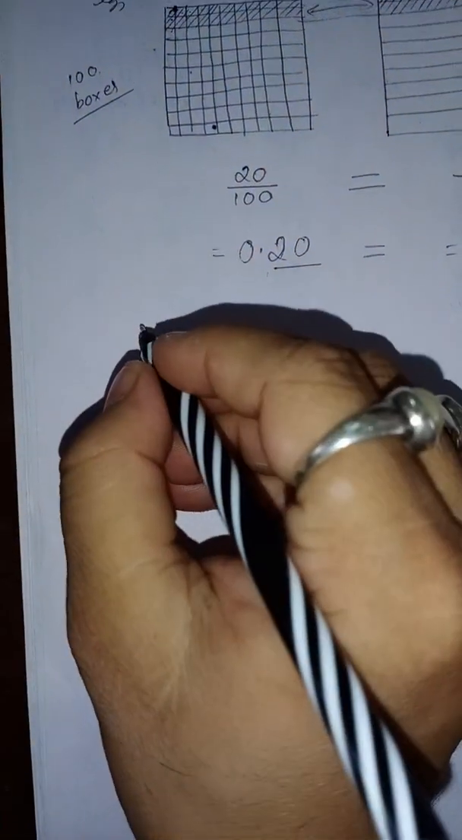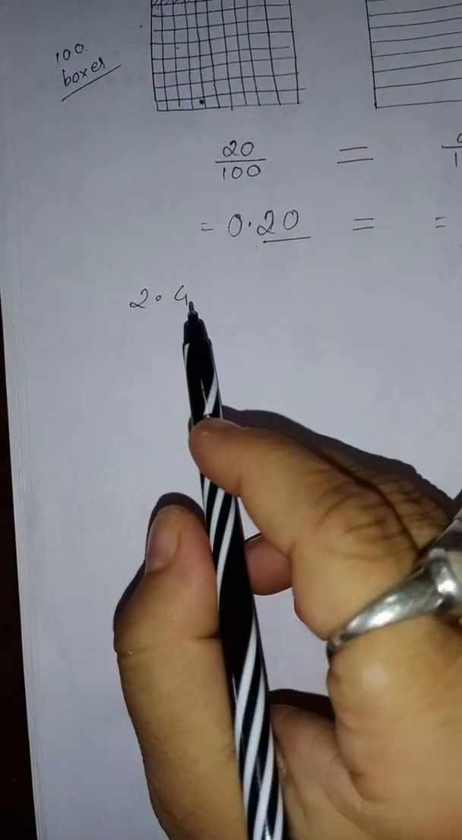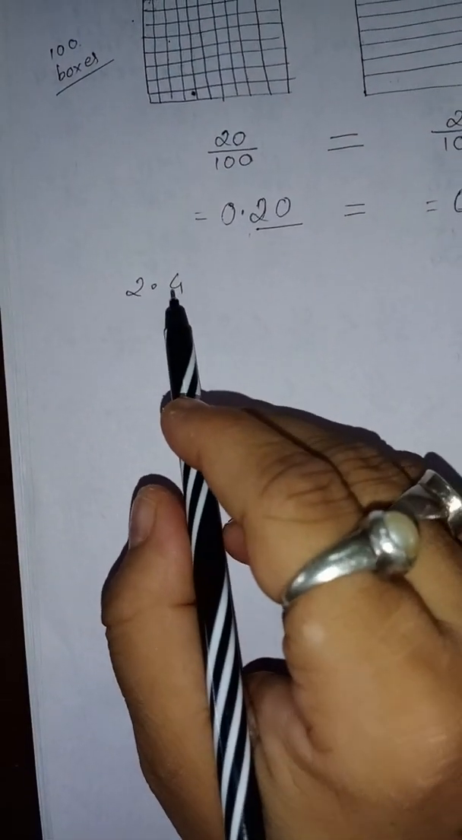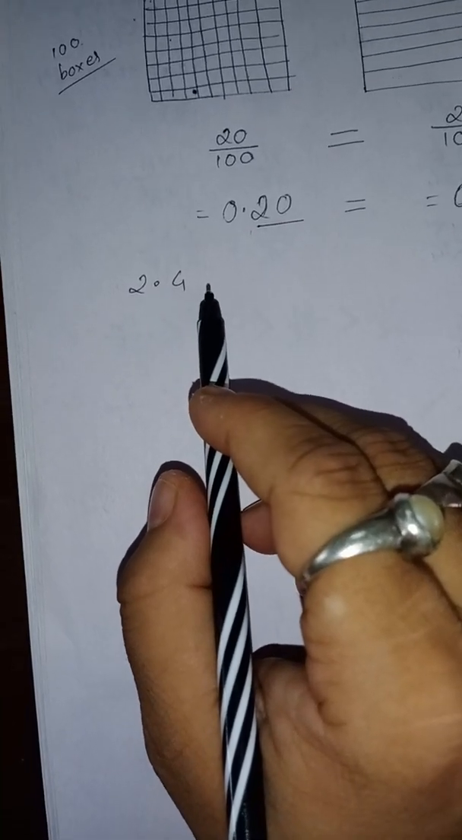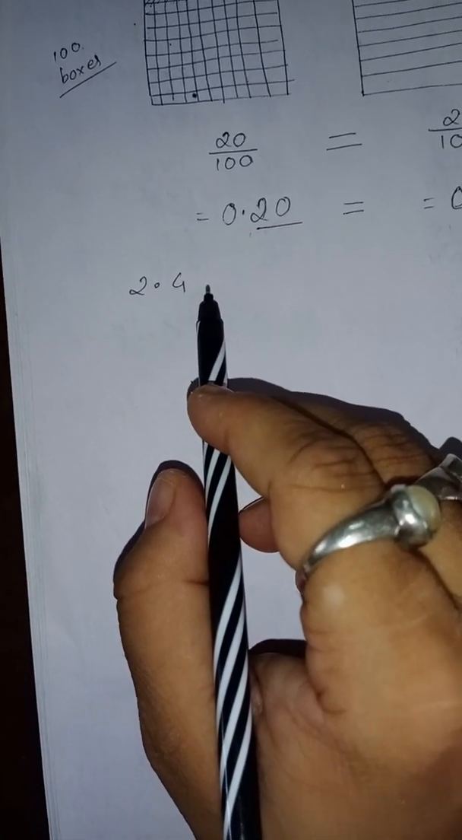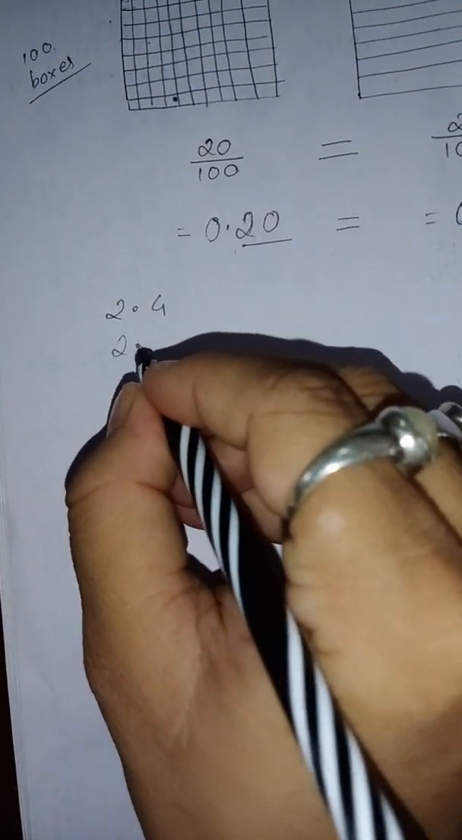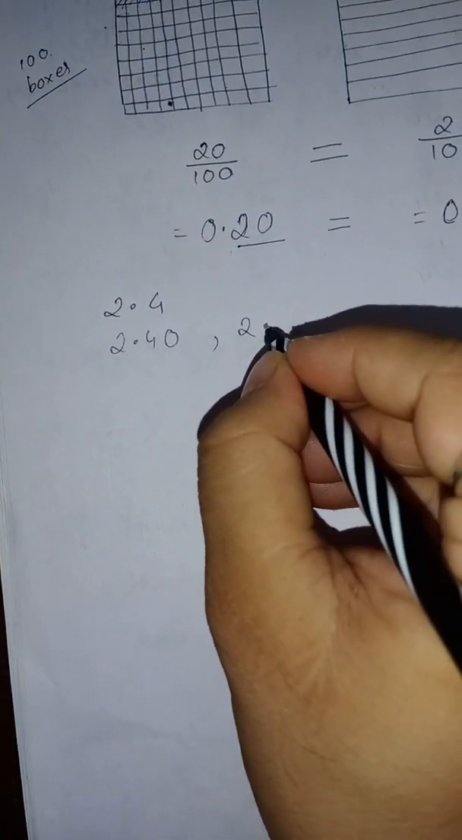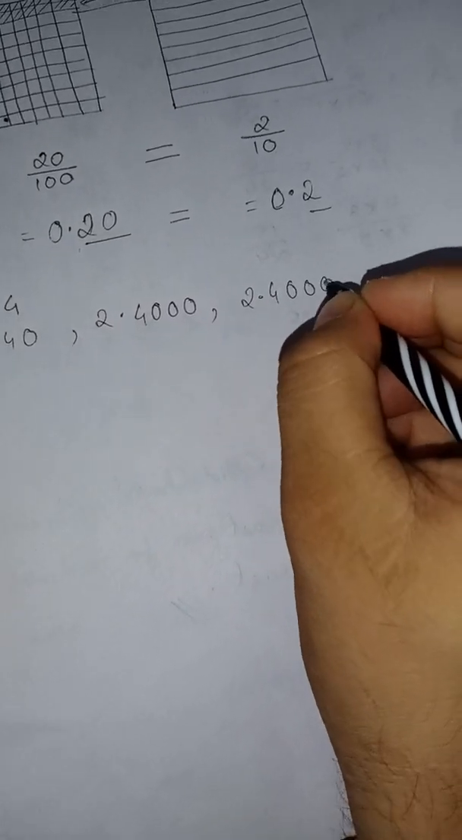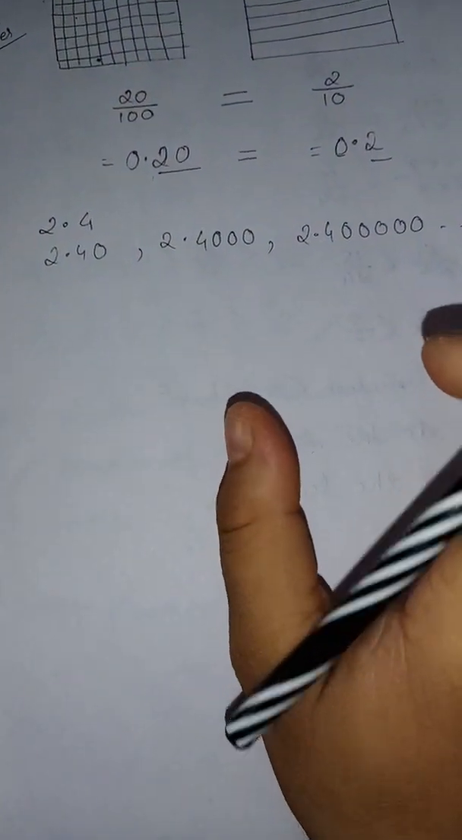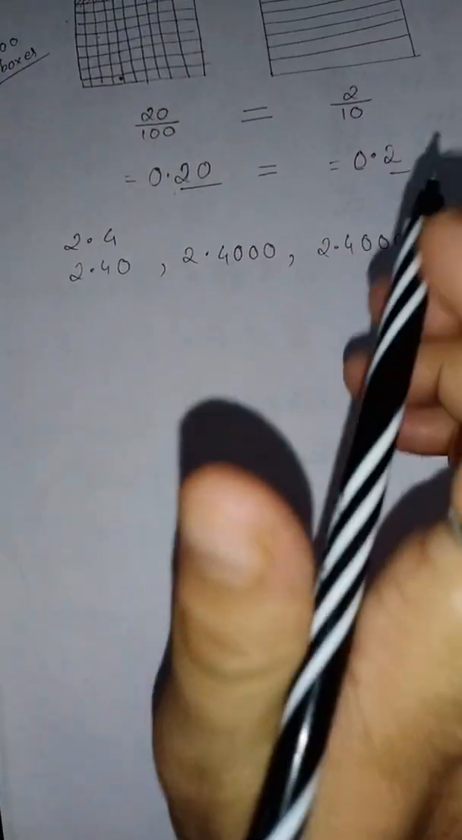So let me tell you, in decimals, say I take the number 2.4. Remember this: in a decimal, at the rightmost end after the decimal part, you can put any number of zeros you want. Suppose you have written 2.4, someone comes and says no, I'll write 2.40, or another says I'll write 2.4000, another says I'll write 2.400000, and so on. You can put as many zeros as you want, and still the number will not change.